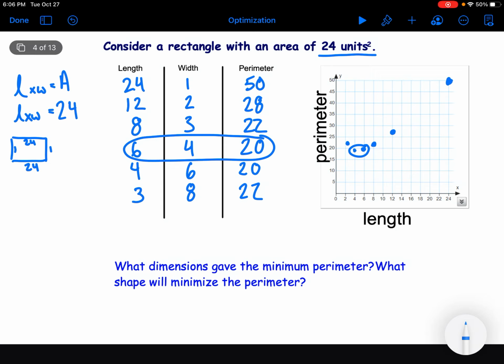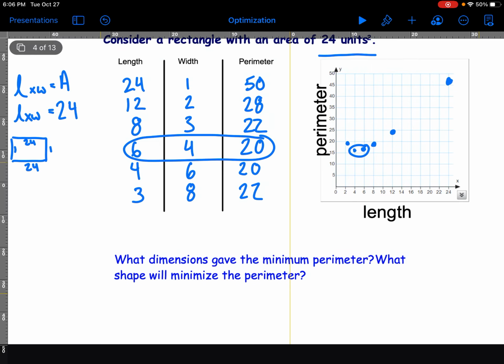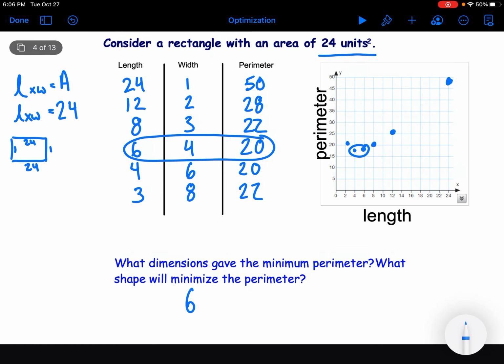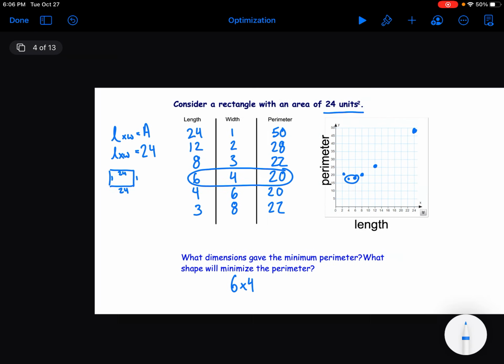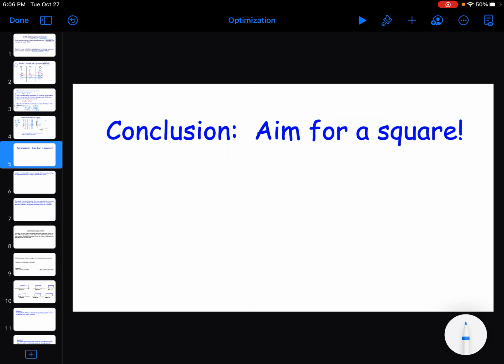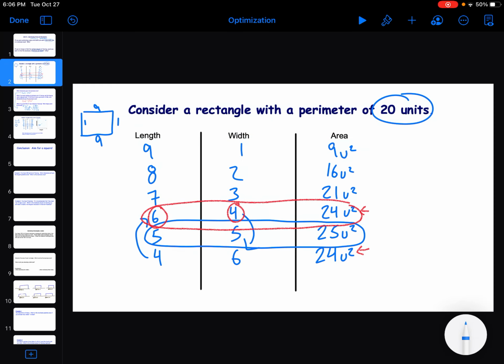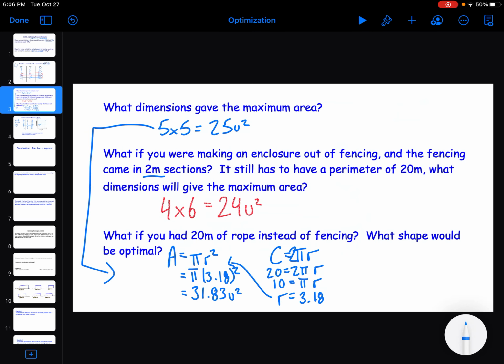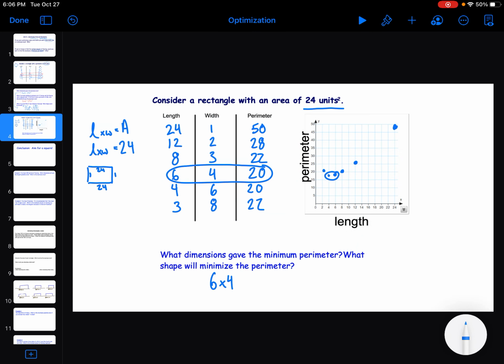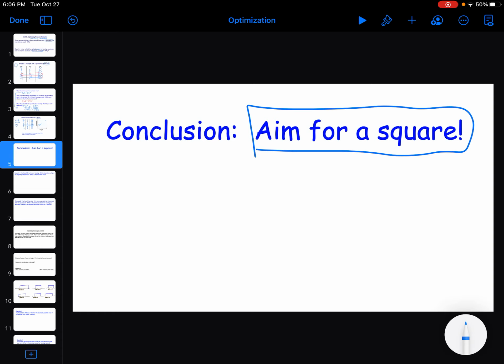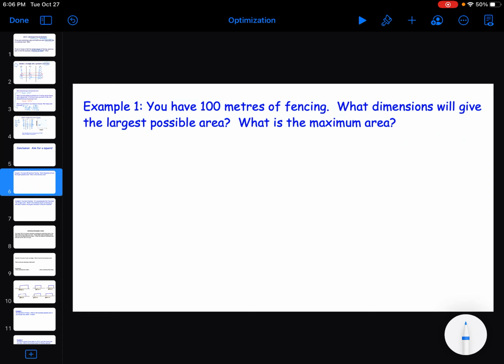So which one gave us the optimum? Well, that's easy to see. We've got the length of 6 and the width of 4. Now, I don't know if you've realized this yet, but what we're actually aiming for is a square every time. If we look at the first one, it was 5 by 5 or 6 by 4. The next one was 6 by 4, which is as close to a square as we could get, because 24 doesn't divide evenly. So in all of these cases, we're aiming for a square.